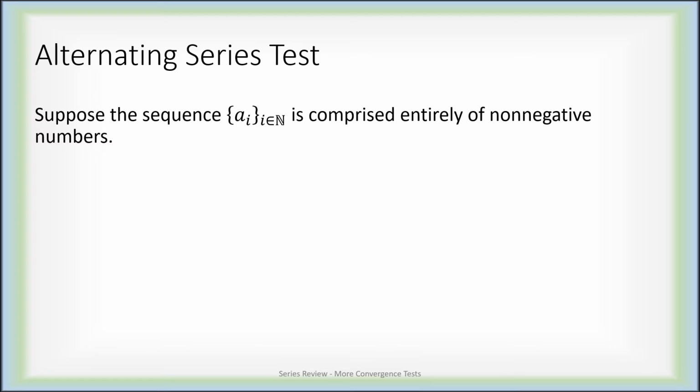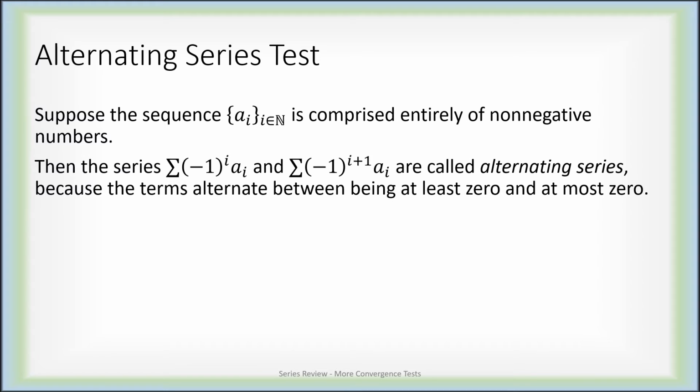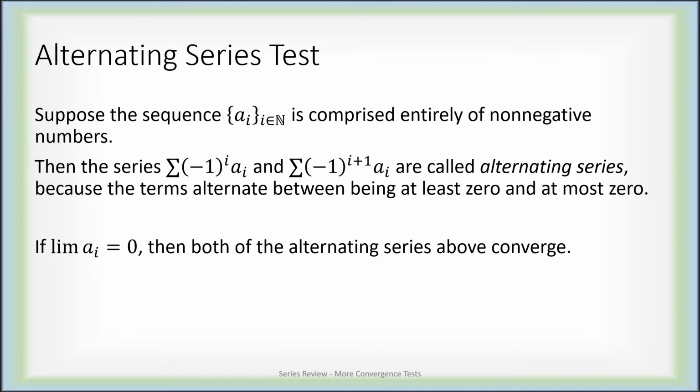Suppose we have a sequence of entirely non-negative numbers, but then I make a series where I add in this power of -1. Since a_i is entirely non-negative, but it's now being multiplied by (-1)^i or (-1)^(i+1), those terms will alternate between non-negative and non-positive, and that's called an alternating series. If the limit of a_i is 0, then an alternating series made out of a_i will converge.